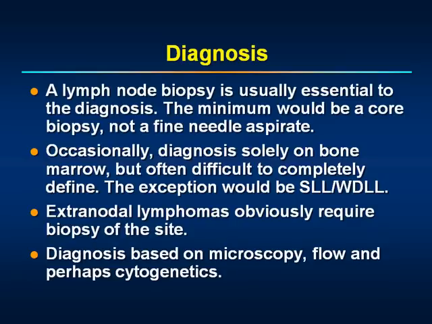The diagnosis is made by a lymph node biopsy, which is usually essential to the diagnosis. The minimum would be a core biopsy and certainly not a fine needle aspirate. Occasionally, a diagnosis is solely made on bone marrow biopsy, but it is often difficult to completely define and categorize a lymphoma. The exception would be small lymphocytic lymphoma, the lymphoma phase of CLL.